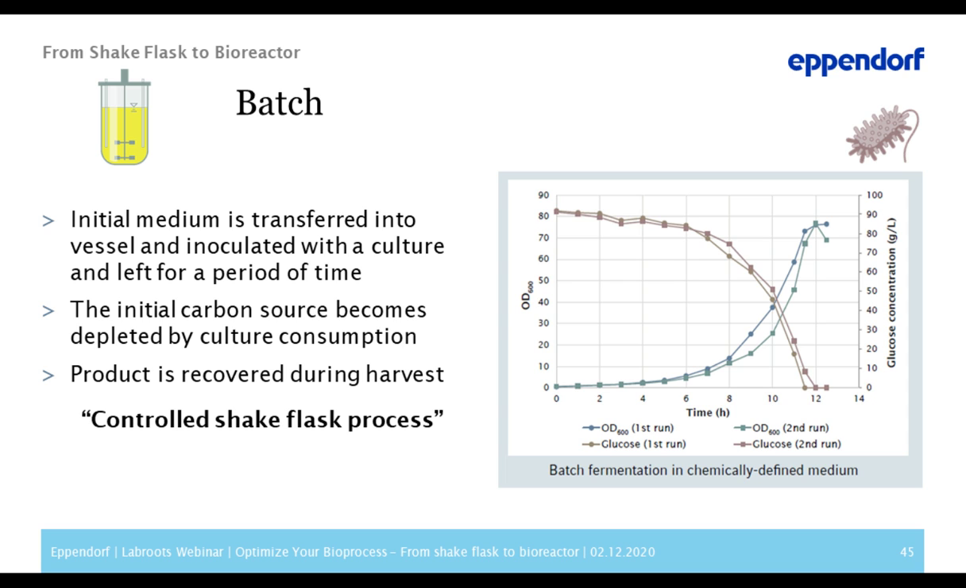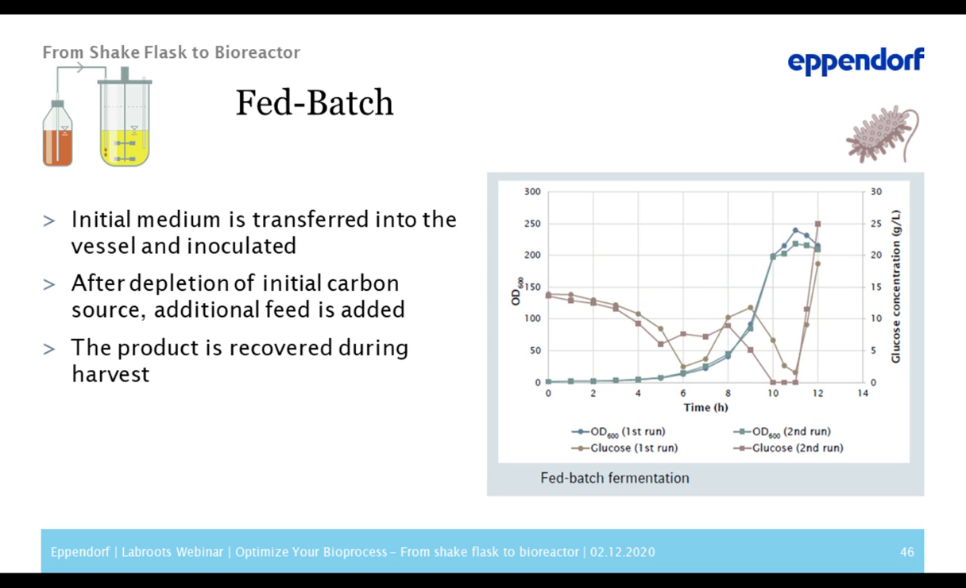The process runs as long as the carbon source is available, and once the carbon source is depleted, the cells don't grow anymore and you can stop the run and harvest the cells. As you can see here, the maximum OD in a batch run in this case in a bioreactor was around 90.